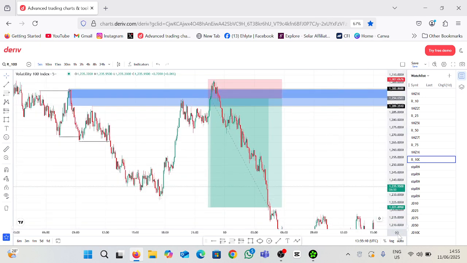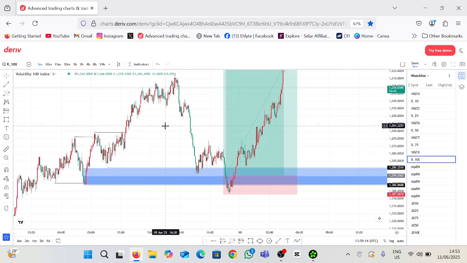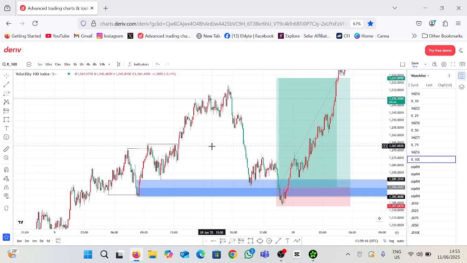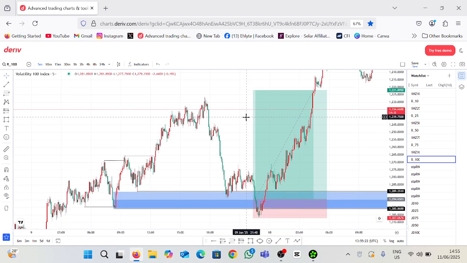So this is just what you need to understand about the basic advanced market structure. The same thing you see for buy, the same thing you see for sell. So I believe this is clear enough for you. All you have to do is look out for the market structure, mark out your supply or demand level, wait for your confirmation, and then you trade.